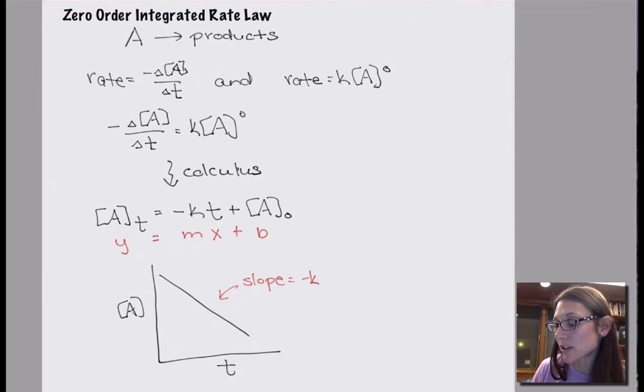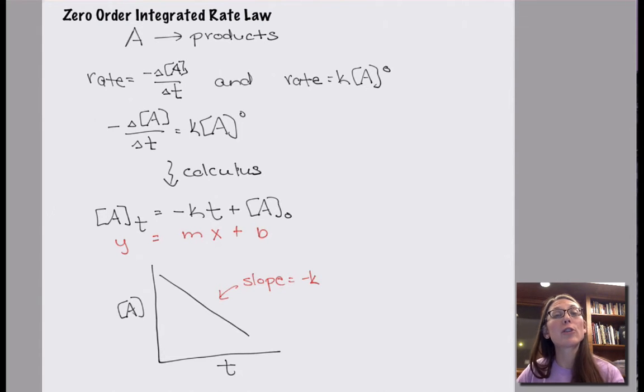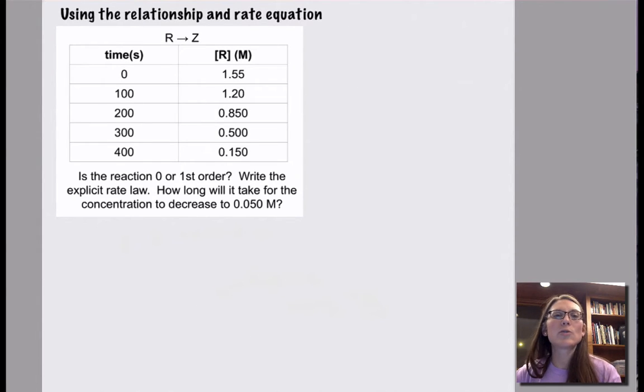This is incredibly useful. So now we have a way first to show that something is zero order, is the graph of the change in concentration with respect to time a straight line, and we can find the rate constant for that process just by looking at the negative slope. And remember that this is a zero order reaction, and so the units on that slope are going to be moles per liter per second. So that's going to be our unit for slope. So let's do something with this.